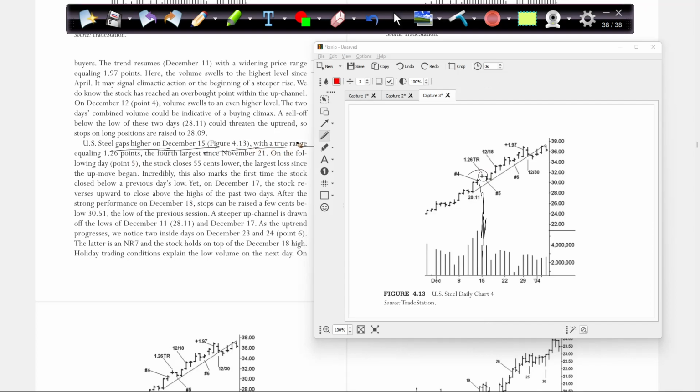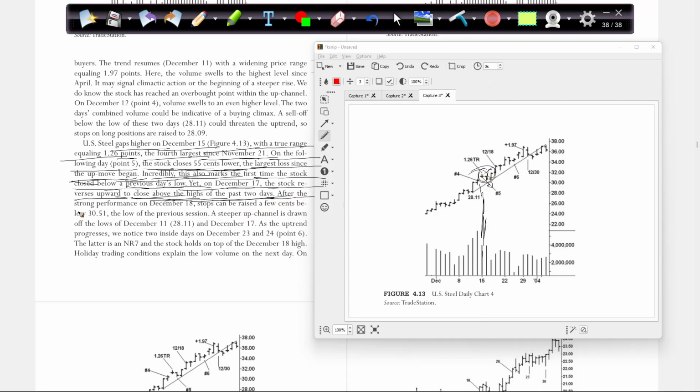Figure 4.13, with a true range equaling 1.26 points, the fourth largest since November 21st. On the following day, the stock closes 55 cents lower, the largest loss since the up move began. Incredibly, this also marks the first time the stock closed below a previous day's low. Yet on December 17, the stock reverses upward to close above the highs of the past 2 days.